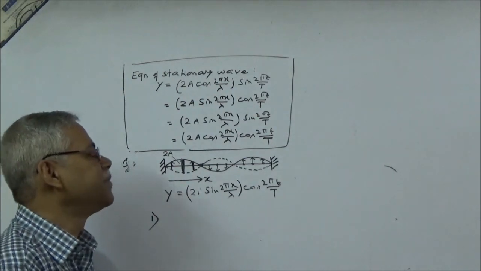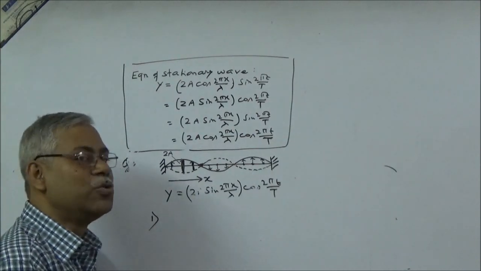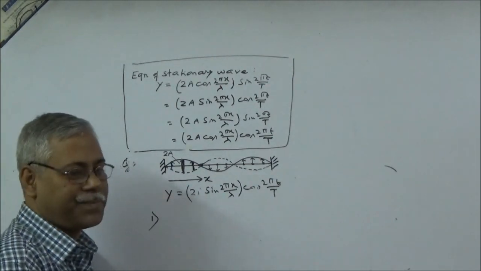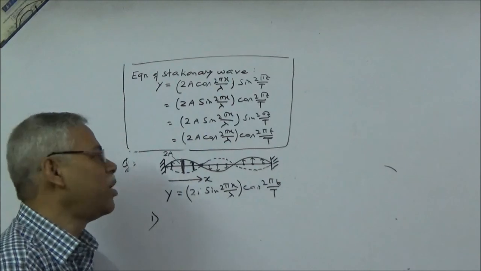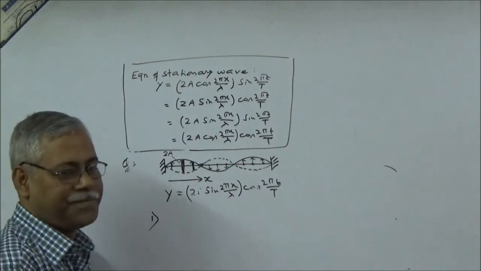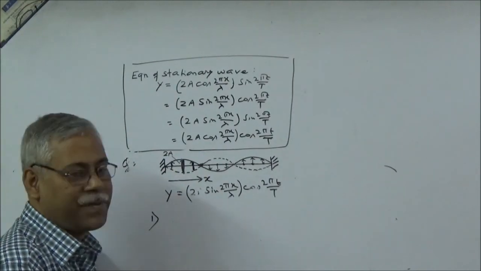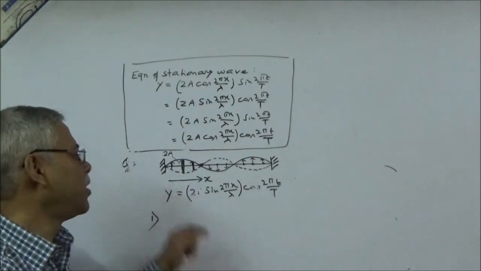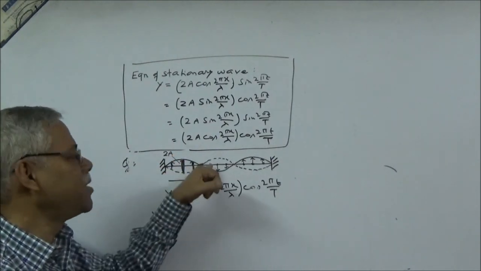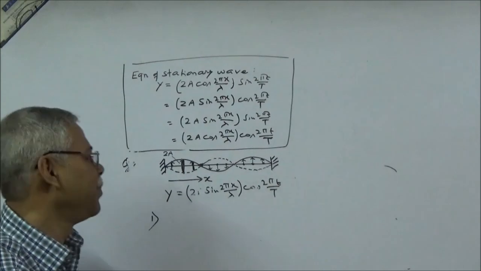And between particles belonging to alternate loops, the phase difference is 2 pi. Now follow the drawing. When this particle is going up, this particle is coming down, so the phase difference is pi. And again, this particle is going up, this is going up, so the phase difference is 2 pi. So this is one point.